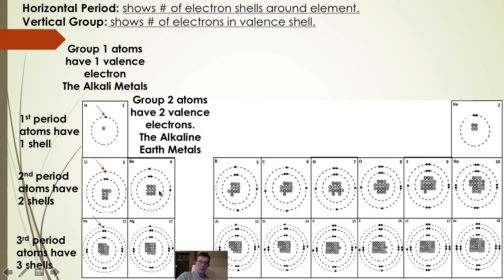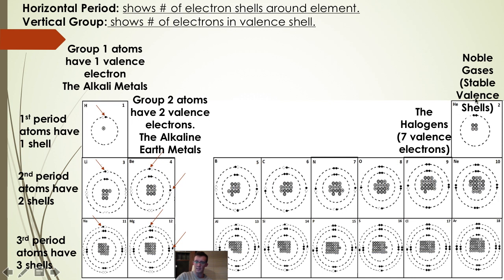Group 2 elements, meanwhile, have two electrons in their valence shells. You can see beryllium has just two electrons in its outside shell. Same thing with magnesium. And group 3 elements each have three valence electrons. Group 4 elements each have four electrons in their valence shells. On through to the halogens, which each have seven valence electrons. And last but not least, the noble gases, which have completely filled up and stabilized their valence shells.